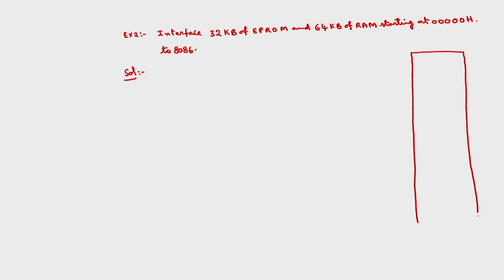So the memory map of the 64 kilobytes of RAM is given, the starting address, whereas the memory map of the EPROM is not specified. By default, as I have discussed in the earlier class also, we have to connect the EPROM at the end of the memory, because whenever the microprocessor is reset, it goes to the FFFF0 location. So by default, if the address is not given, you have to connect the EPROM in the last locations of the total memory map. So the ending address is FFFFFH.